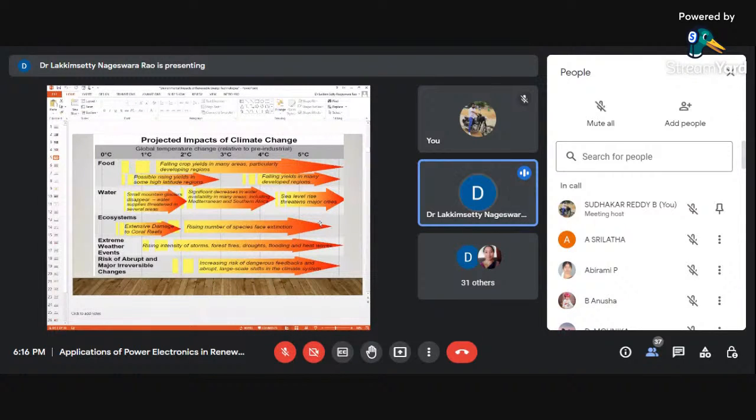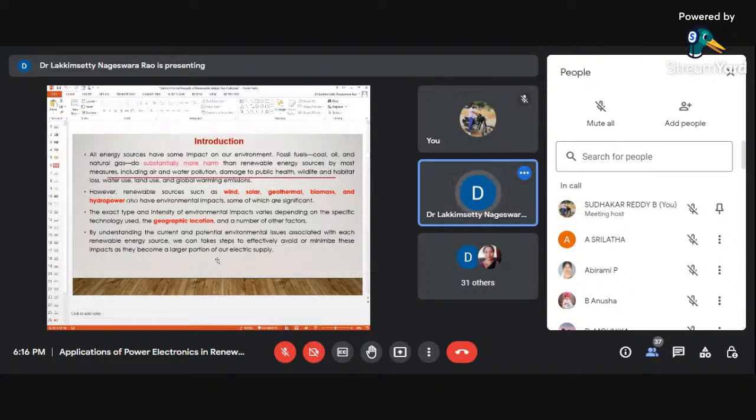Having said that, there are extreme weather events. It may have the risk of abrupt and major irreversible changes. The seasonal changes may not be happening properly, and there is an increased risk of dangerous feedbacks and large-scale shifts in the climatic systems. We may not expect the rains as per the monsoons. We may not expect the winter season as per our cyclic system. Therefore, there is a change of order with respect to the climatic conditions.